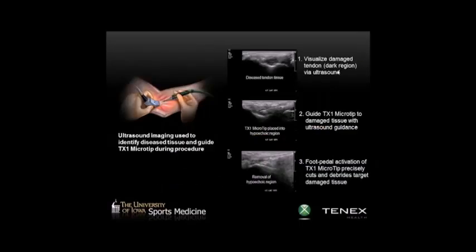And so that's basically how the TX device was formulated. The ultrasound is used to identify the tissue and to guide the tip to the pathologic tissue during the procedure. As we see here, this is an example of a common extensor tendon at the elbow. You can see the obvious region of hypoechogenicity, which is the dark area within the tendon fibers that represents the tendinosis or diseased tissue. And then you can see the TX1 microtip being guided nicely into that area and then activated with the foot pedal to remove the damaged tissue.